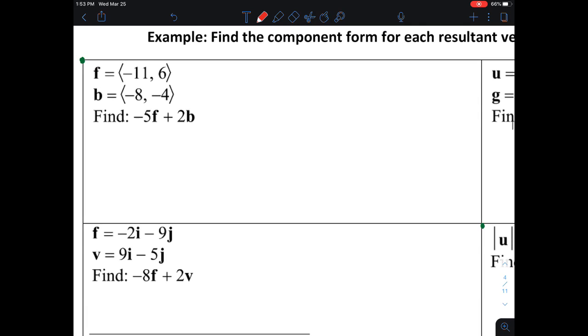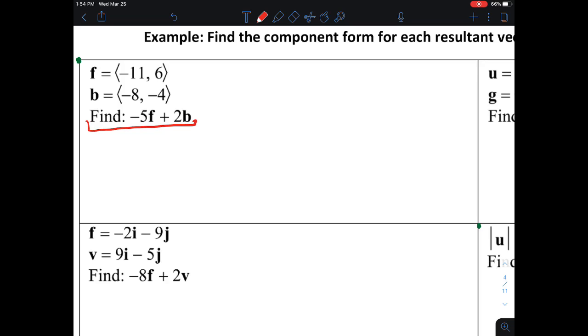All right, now let's do 2 examples. I want to find the component form for each resultant vector here. The resultant vector is what it wants me to find. So it wants me to find negative 5 times f plus 2 times b. I would start with figuring out what negative 5f is. Well, negative 5f is going to equal negative 5 times negative 11 by negative 5 times 6, which is going to give me 55 by negative 30.